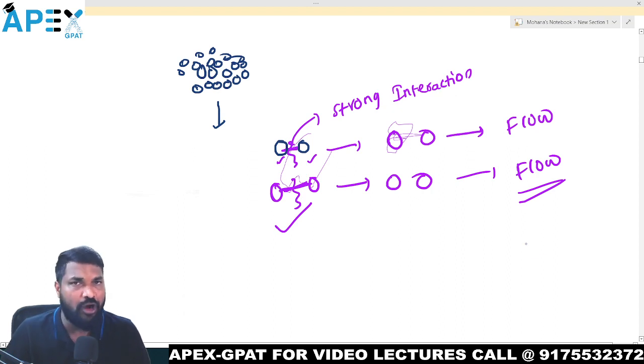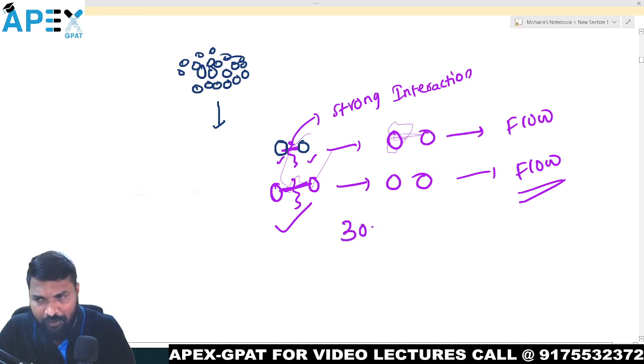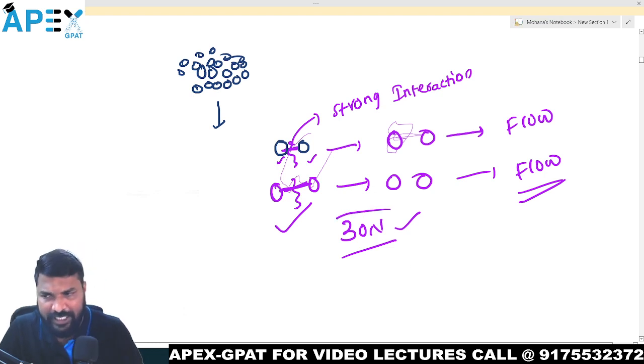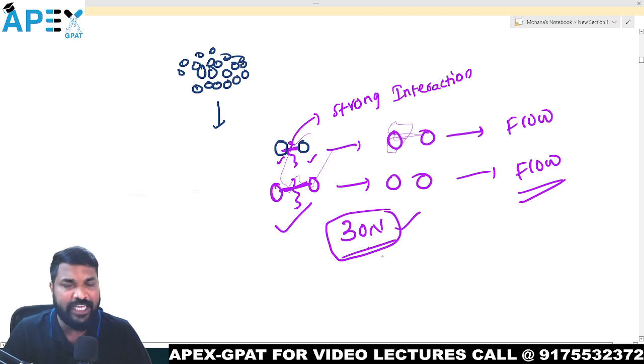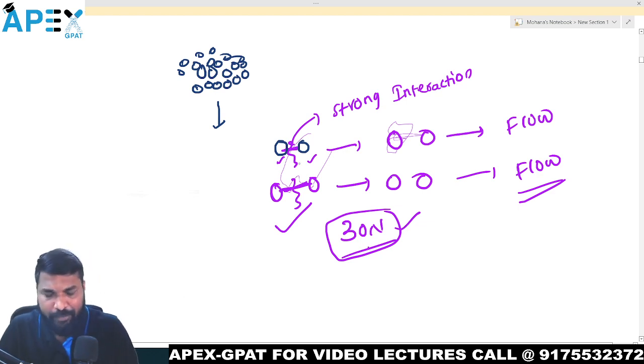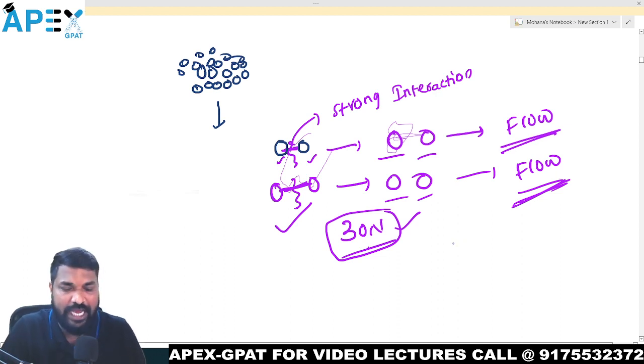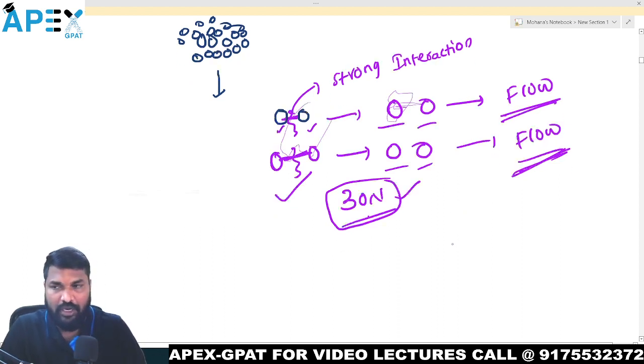Now, if I want to break this bond, let's say that I require 30 Newton force. Let's say I have taken the hypothetical value 30 Newton force. That means the shear stress I require here is 30 Newton. If the 30 Newton shear stress is there, then I can break this bond. After breaking this bond, the particle becomes individual. When the particle becomes individual, they can flow. Okay?